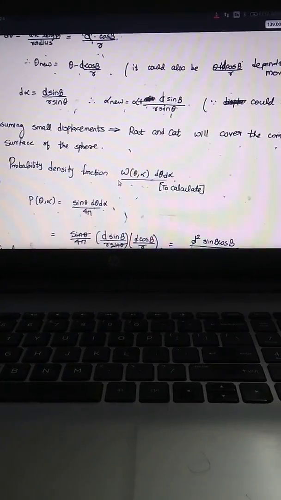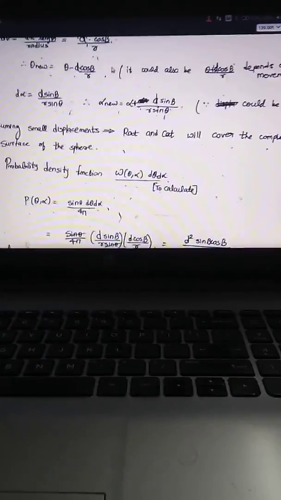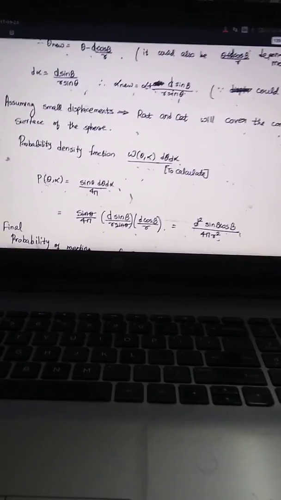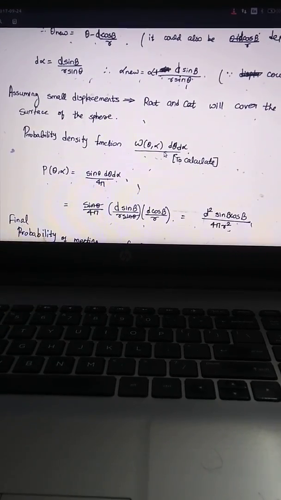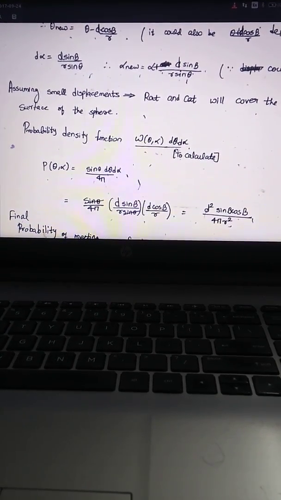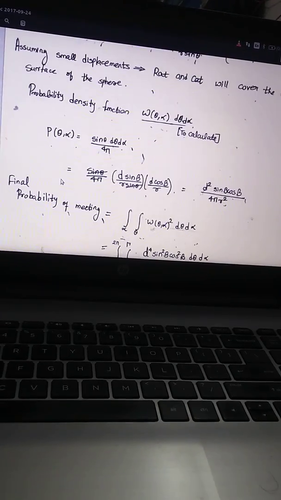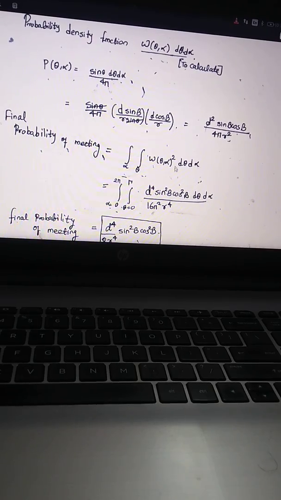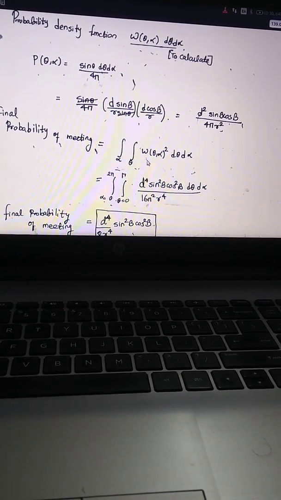For the sake of convenience, we assume small displacement, so the rat and cat will cover the complete surface of the sphere. The probability density function, which I denoted by omega (theta, alpha) d theta d alpha, is what we need to calculate. We just input the values, and the final probability of meeting can be easily found by integrating the probability density function over all possible values of alpha and theta.